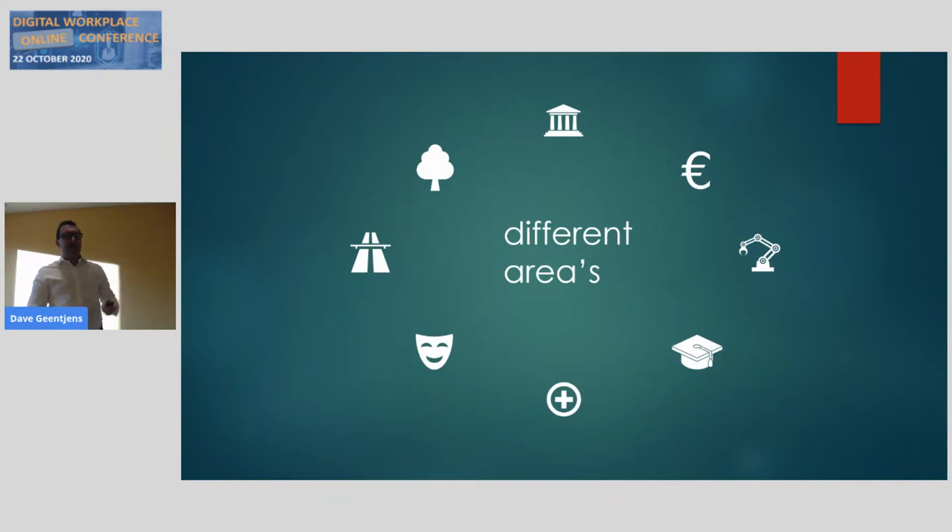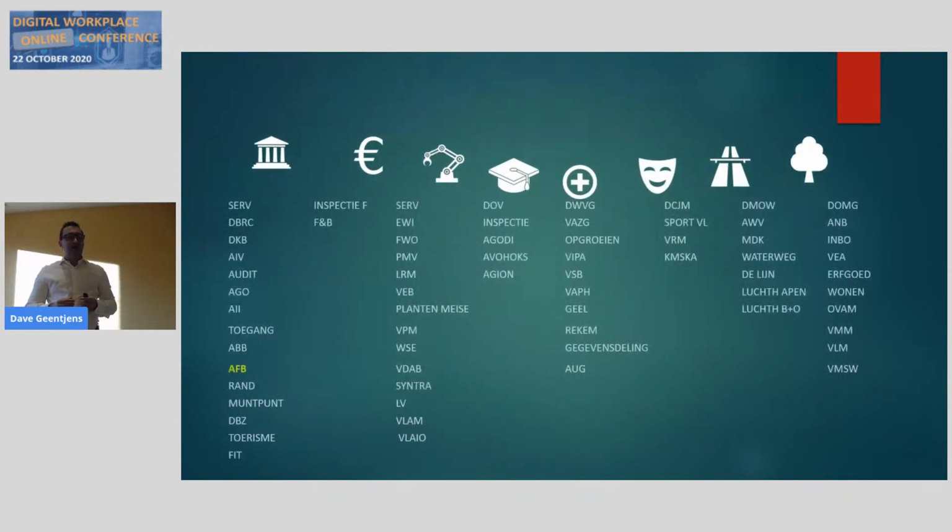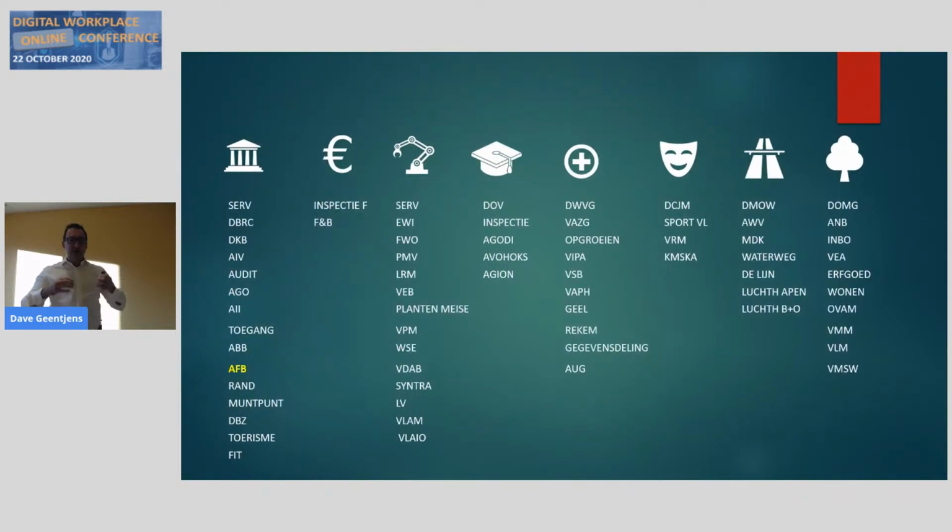We have the environment. Now, all these different areas are clusters where a lot of different entities are gathered, and each of these entities, they have autonomy. So the Flemish government is not a typical hierarchical organization.